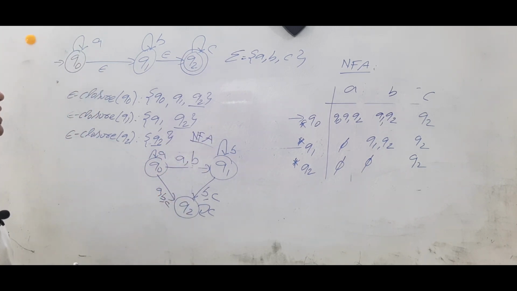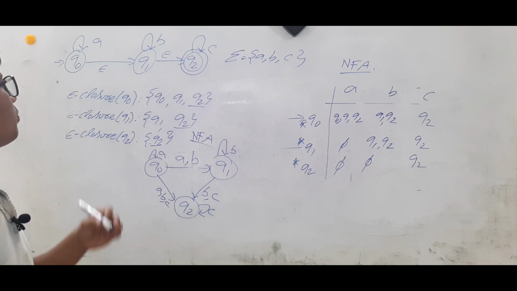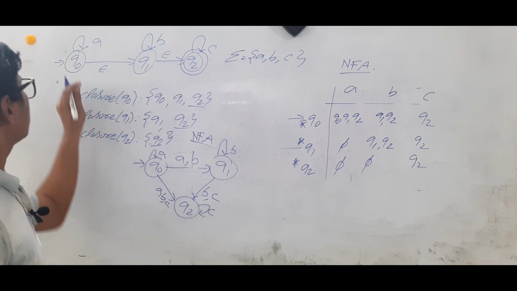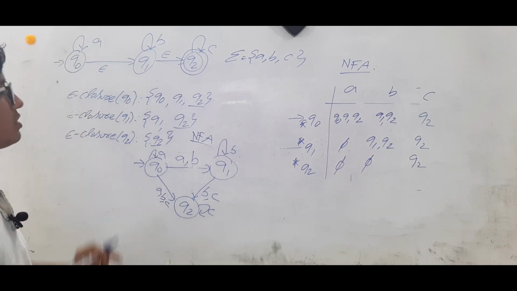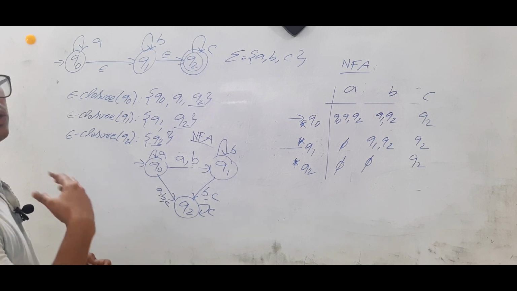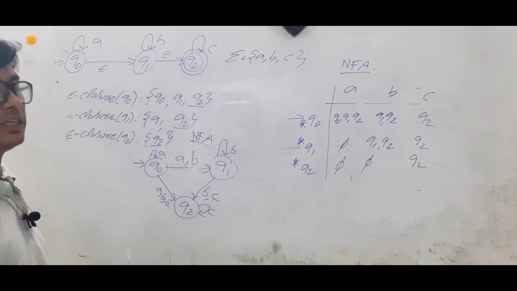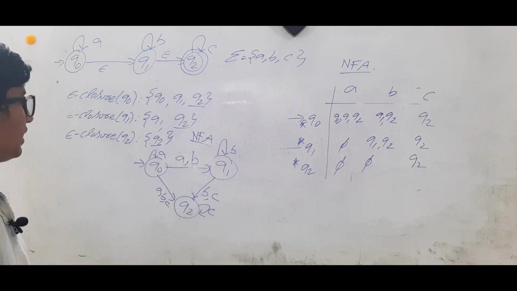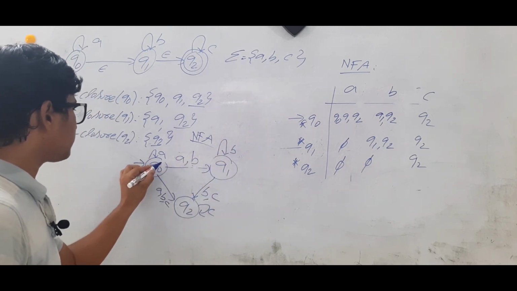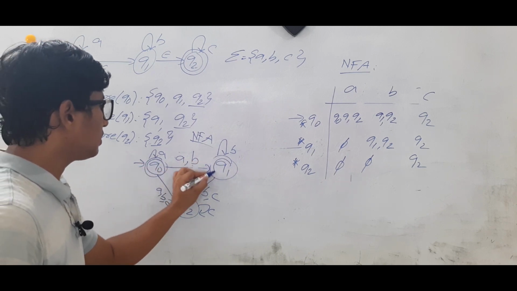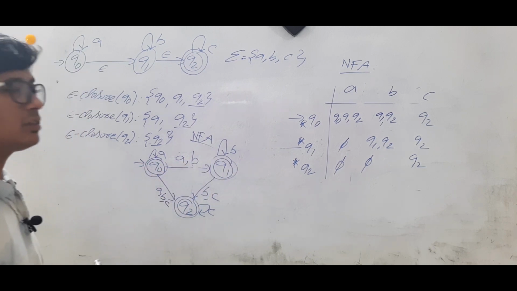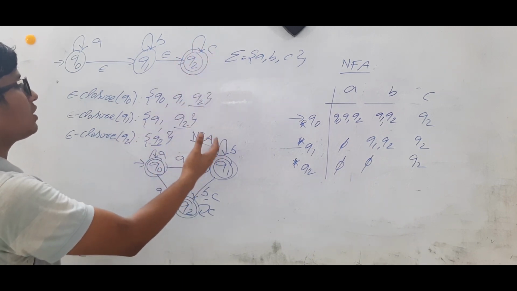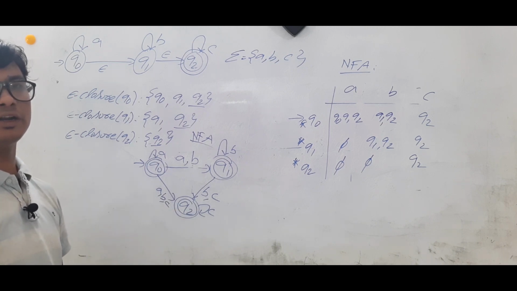Is it clear? Are you able to understand? Now remember this point. What is point 1? There will be no change in the initial state. So here Q0 is the initial state. Here also Q0 is the initial state. There is no change in the number of states. Here you have 3 states, and in the NFA also you have 3 states. And there may be a change in the final states. So which states are acting as final states? Q0, Q1 and Q2. All 3 states are acting as final states. So we have got the equivalent NFA from the given epsilon NFA.